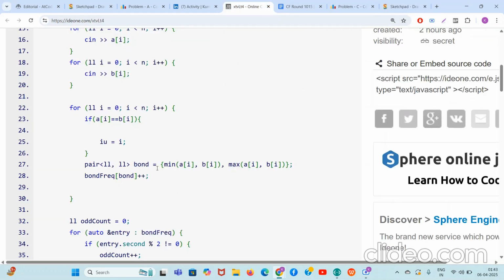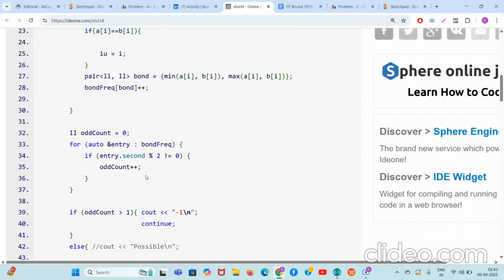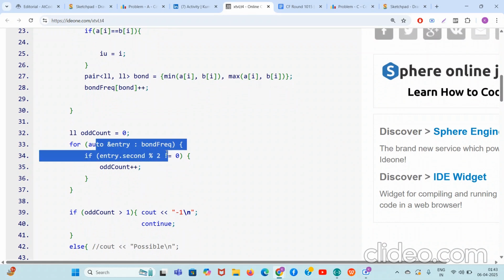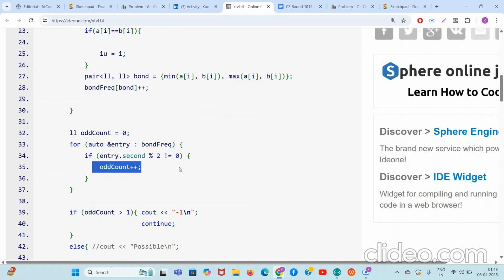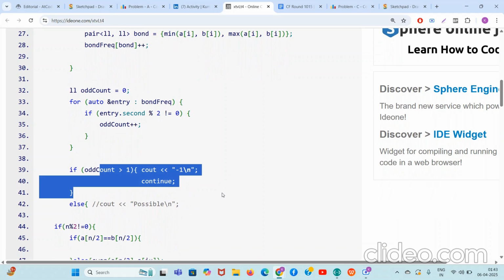So min, max, x comma y pair, and the bond frequency also taken. Now we'll just check what the frequency is. If all the guys are even, good. But if even a single guy is odd, you increase the odd frequency. Odd frequency should be maximum one. If more than one, then the answer is minus one.